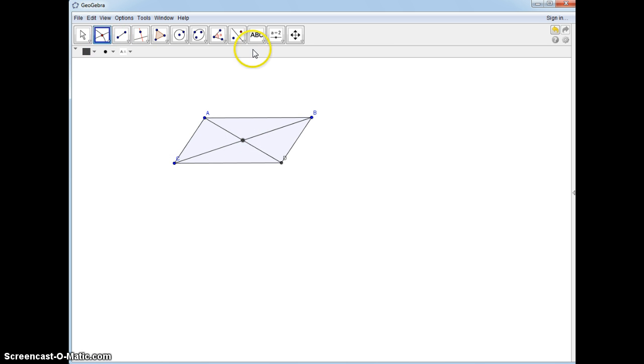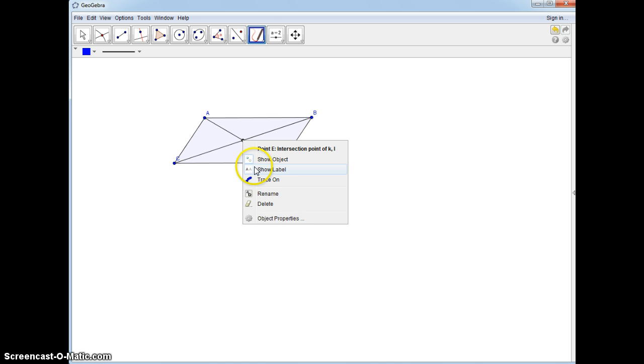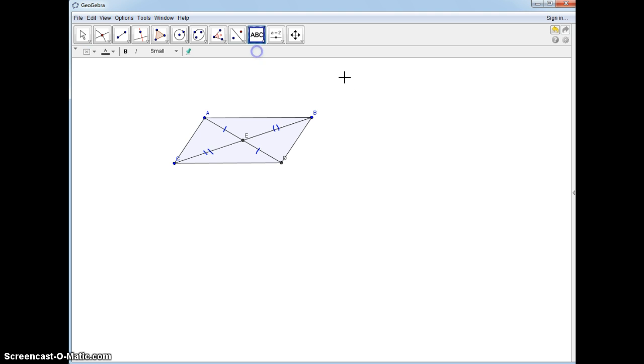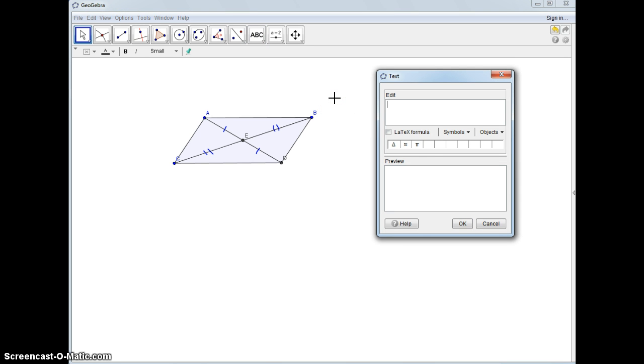And so what we're proving is the distance. Well, we need a label on this. Let's just put a label on this. Show label. So we're going to be proving the distance from A to E is congruent to the distance from E to D, and these two distances are congruent. So let's start by saying what we're doing here. We're proving that the diagonals of a parallelogram bisect each other.